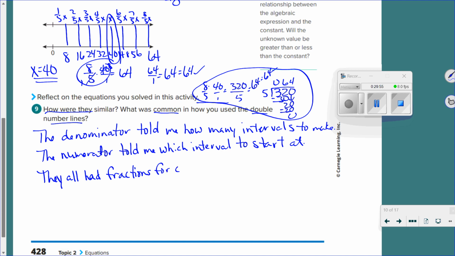Okay, we spent a lot of time using these double number lines to help you guys understand how to set these up. Because the hope is, once you are able to visualize what's happening, when we do that mathematically, it will make more sense. Is everybody tracking so far?